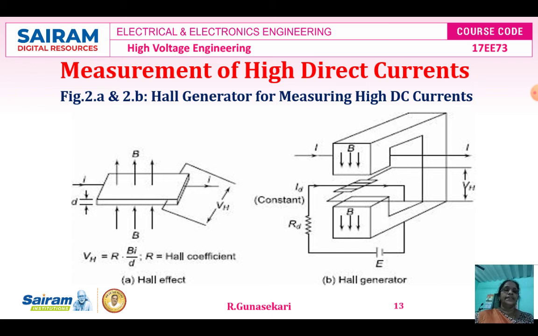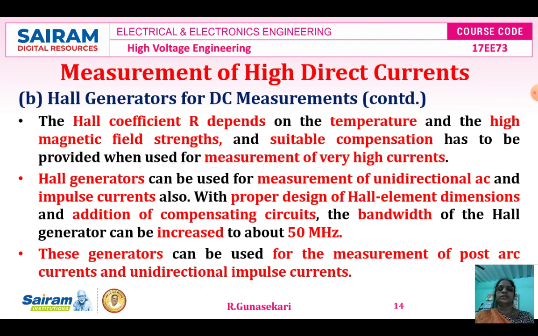The Hall generator consists of what? By using this circuit diagram, that is the Hall generator, we find the Hall voltage VH and the Hall coefficient, and we also know the value for metals as well as the semiconductor materials.